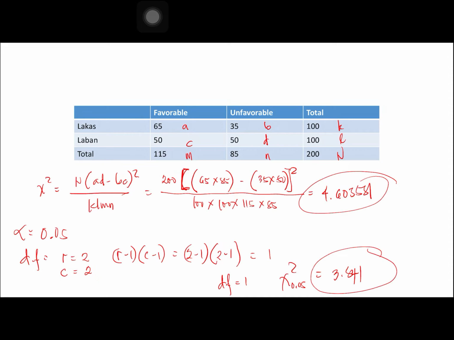Since the tabular value of chi-square at 0.05, that is 3.841, is less than the computed value of chi-square, 4.60351, what will be our conclusion? We reject the null hypothesis.